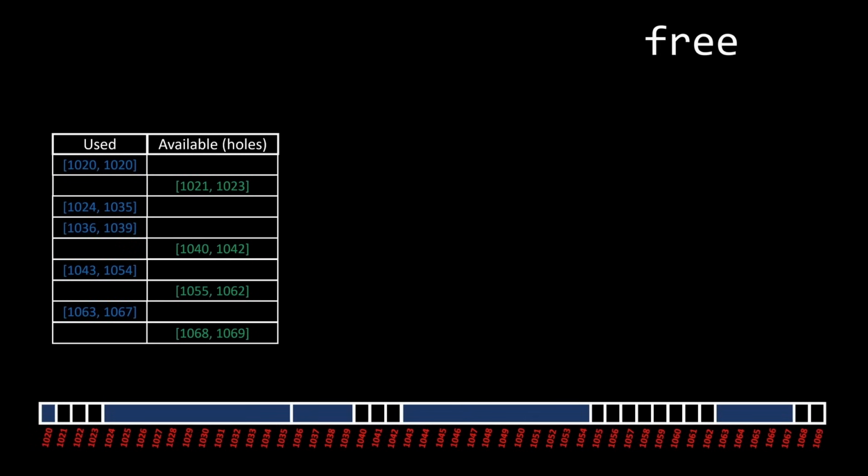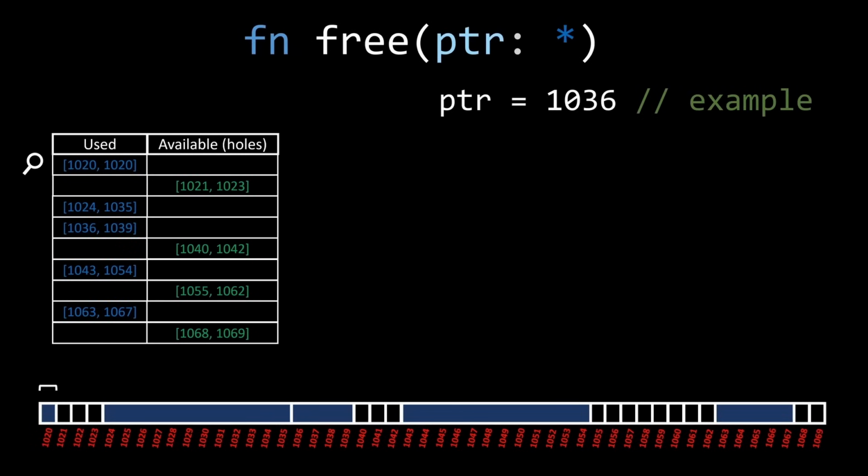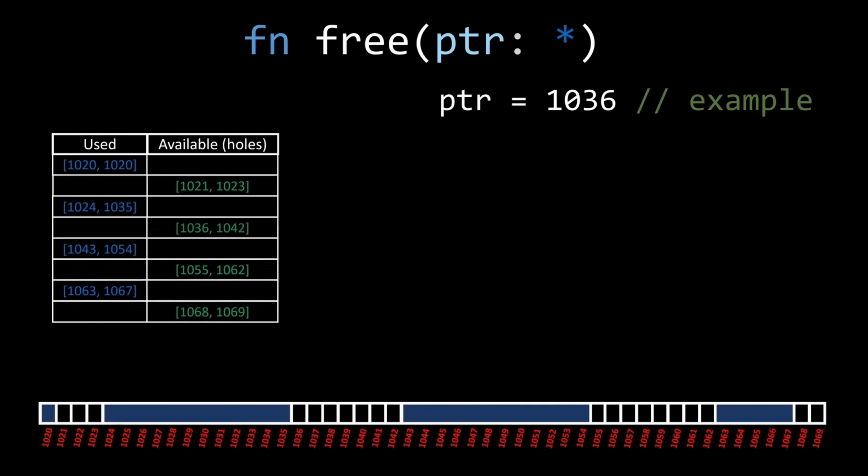The free function is utilized when the allocated memory is no longer needed. It receives the pointer to the region and searches for it in the table, marking it as available again. Additionally, if the freed subregion is adjacent to another free subregion, free is responsible for merging both subregions.